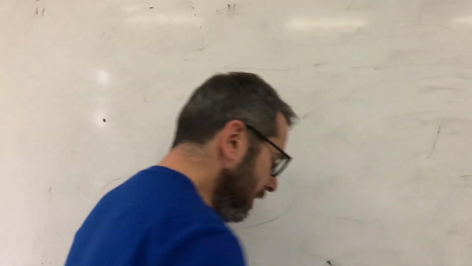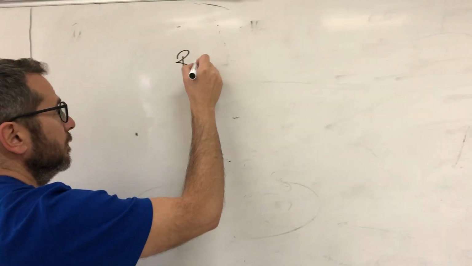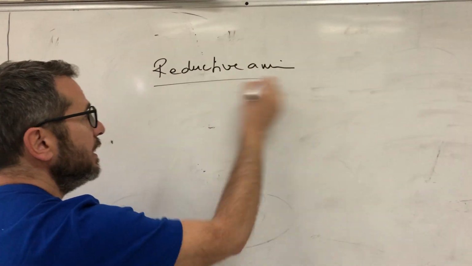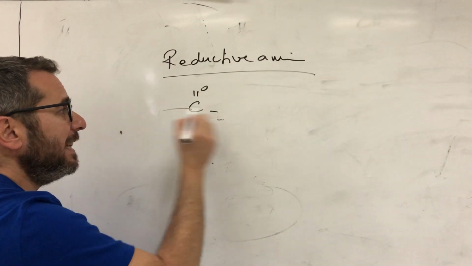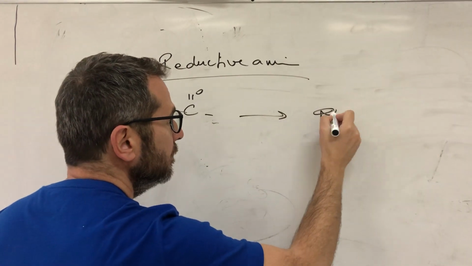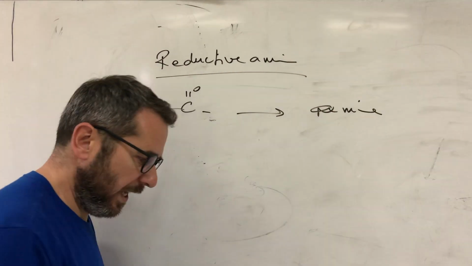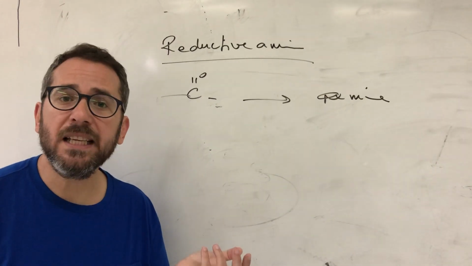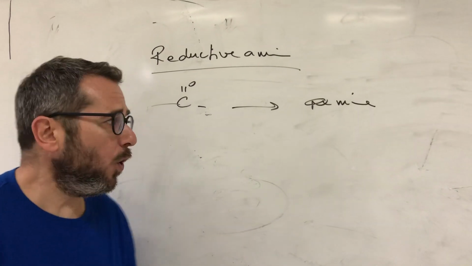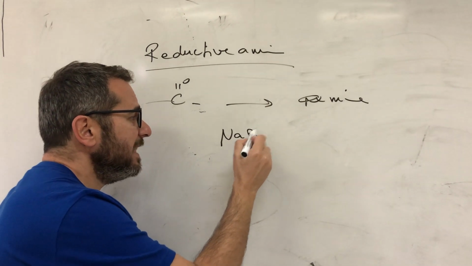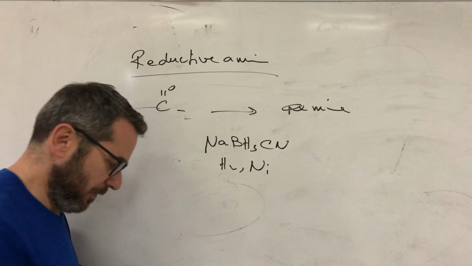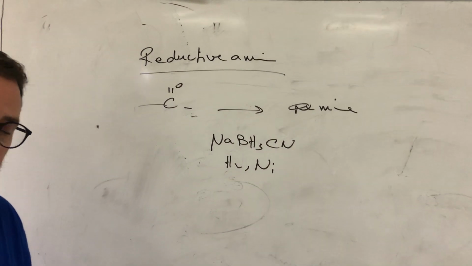Okay, what does reductive amination mean? It means to transform a carbonyl, aldehyde or ketone, to an amine. This reaction is done in the presence of a reducing agent, H2 with nickel, or we can use NaBH3CN. So we can use two types of reducing agent. What is the mechanism of this reaction?